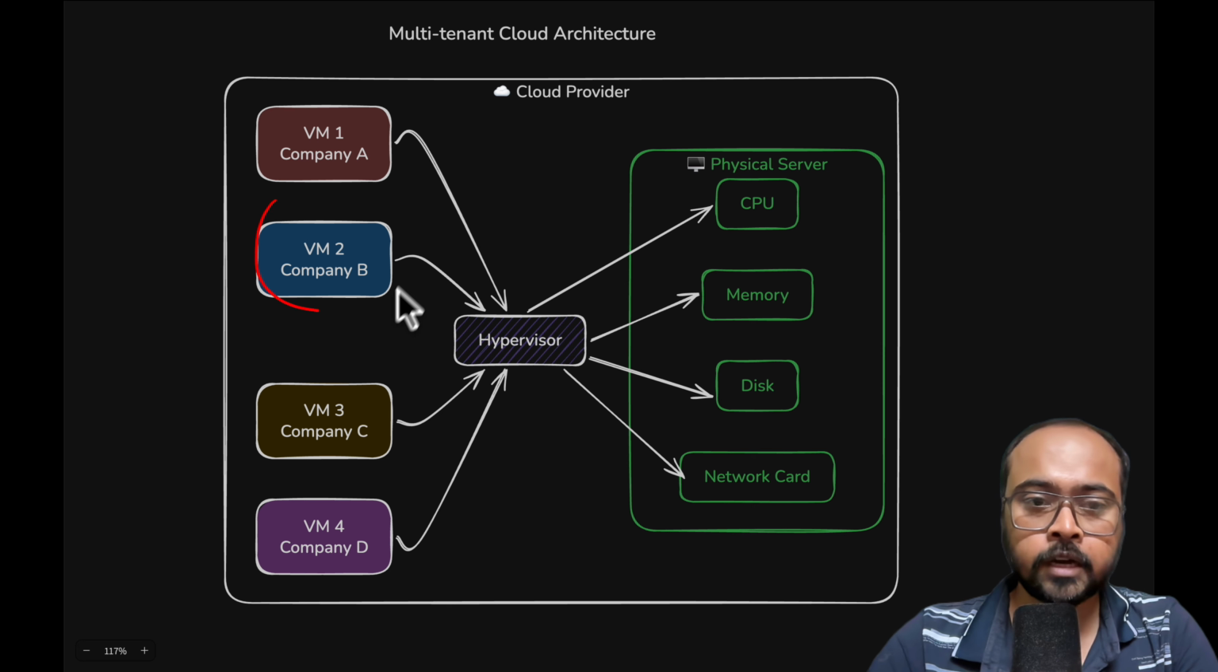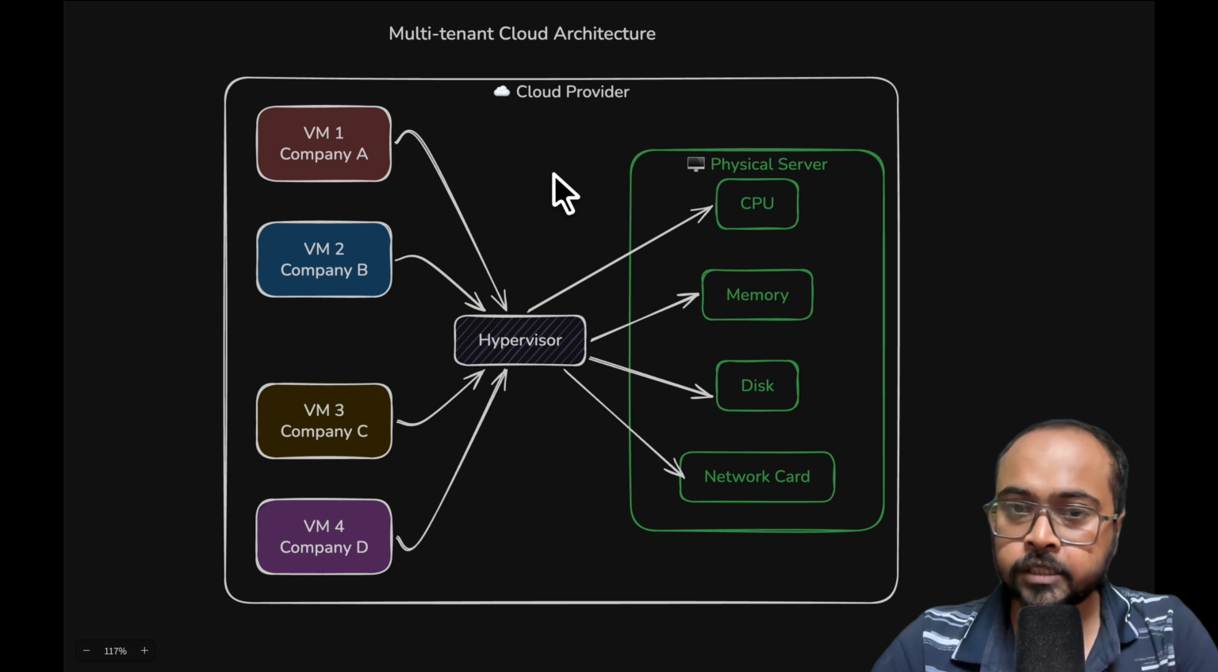This is what a multi-tenant architecture looks like, where inside a single server you have the data for multiple customers, or multiple tenants. I have already made a video about multi-tenant cloud architecture. I'll link the video in the I button, you can check that. This is how virtualization works. The hypervisor creates multiple virtual machines from a single server.